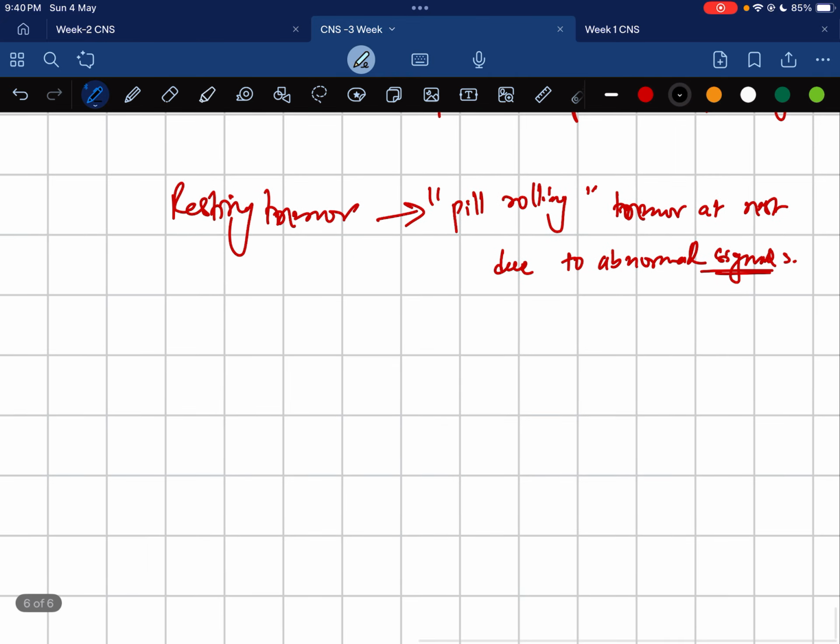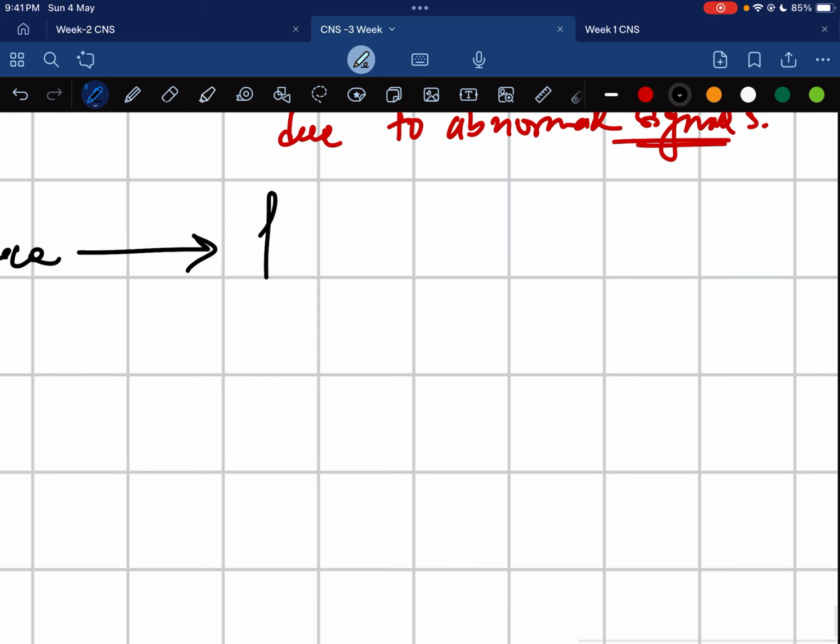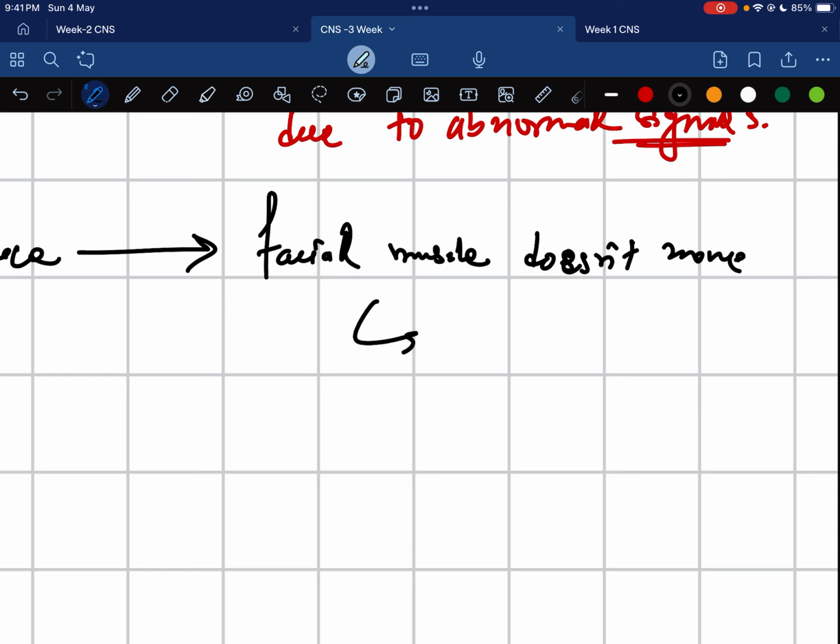There is also a masked face in the patient's clinical presentation. The facial muscles don't move, leading to a blank expression.